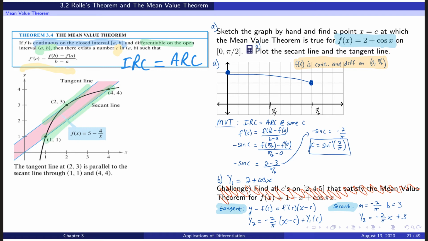So somewhere in the interval from A to B, if I connect the 2 points, I'll get a slope. There has to be a location somewhere that has an instantaneous rate of change or a derivative equal to that same exact slope.